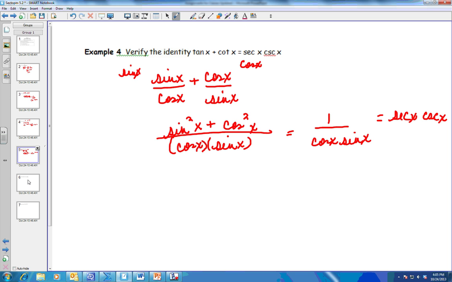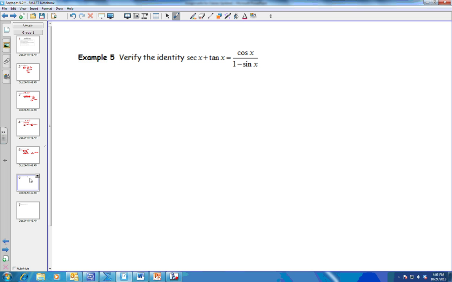Example 5, verify the identity. Okay, this one, there are lots of different ways we could do it. My hint to you is we're going to work with the right-hand side. You don't always have to make the left look like the right. This one, I'm going to change my right-hand side to make it look like the left.